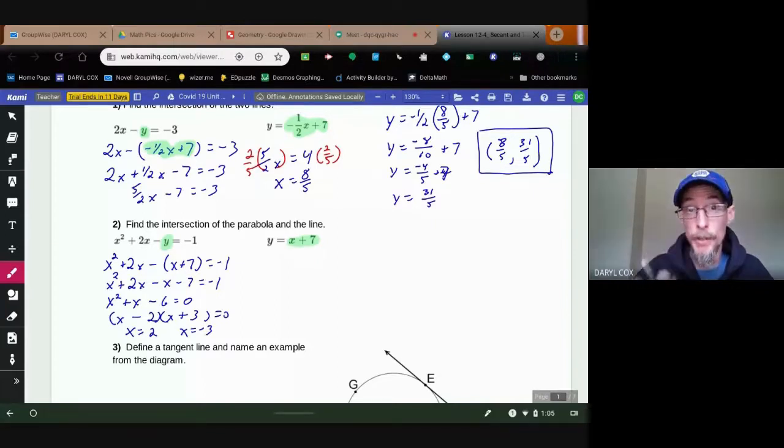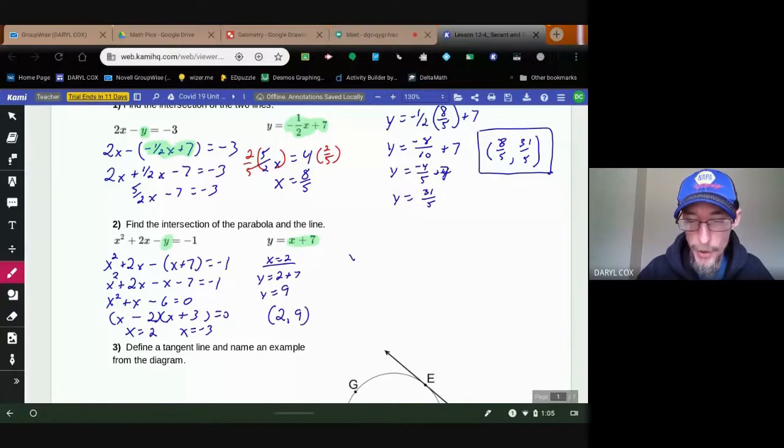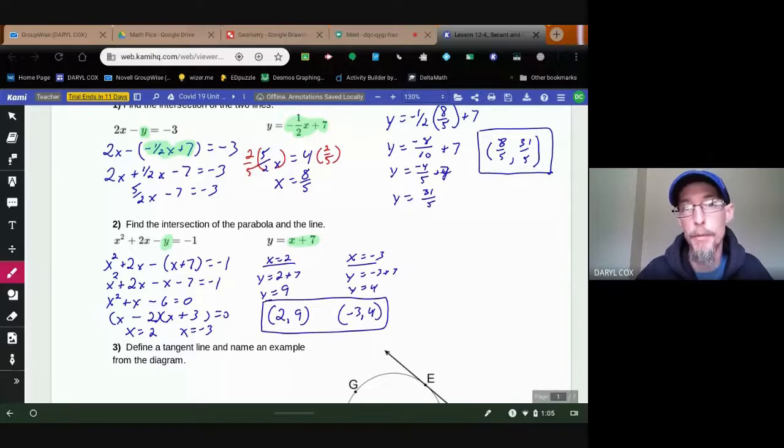Now, again, all of this is algebra from last year. Now I take those points and solve for y. So if x equals 2, then y equals 2 plus 7, which is 9. So one possible solution is 2, 9. If x equals -3, then y equals -3 plus 7, which is 4. So the other solution is -3, 4. And these are my two possible solutions for that problem.